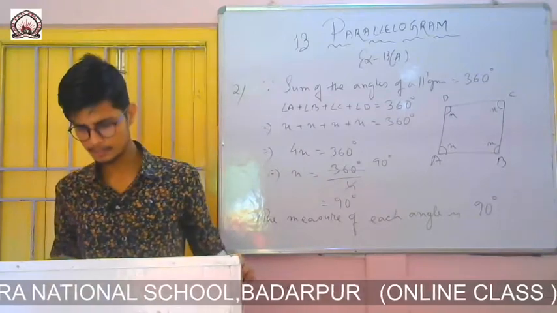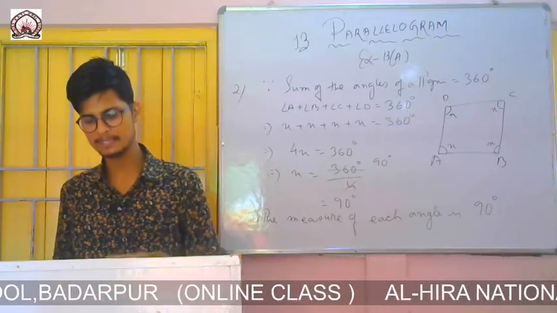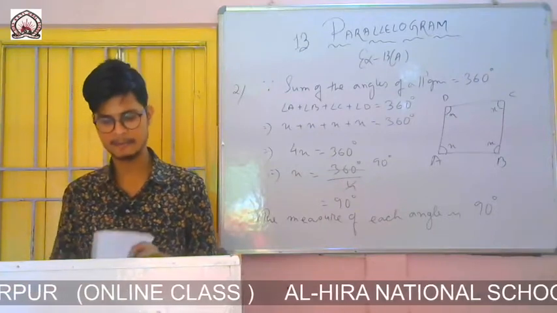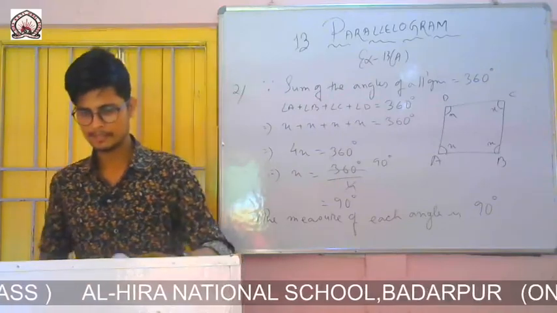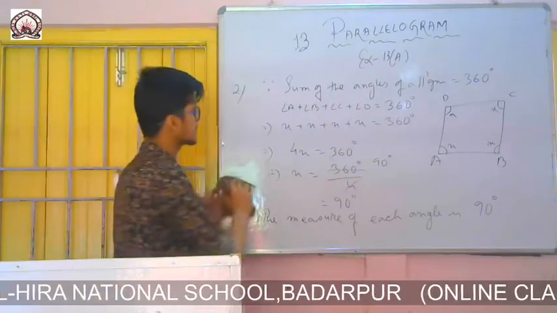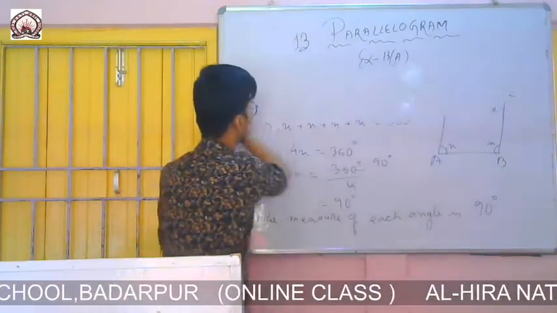Now question number 3. Two adjacent sides of a parallelogram are 5 cm and 6 cm respectively. Find its perimeter. You have to find the perimeter. It is very easy. How did we used to find the perimeter of a rectangle? We'll use the same formula.